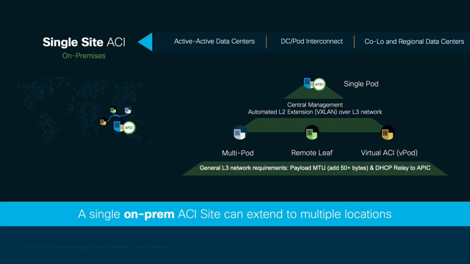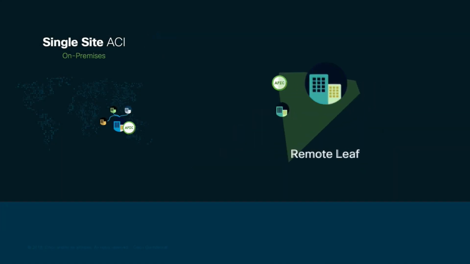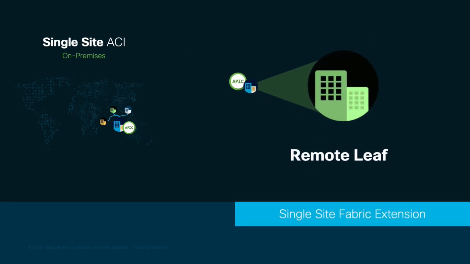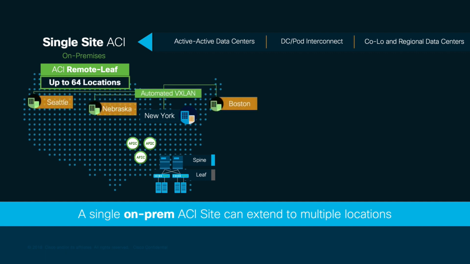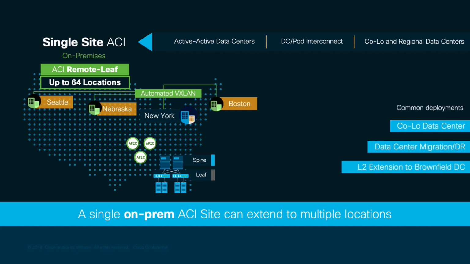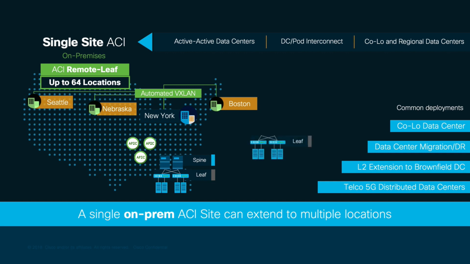Let's now move on to talk about our second option for single fabric extension, remote leaf. With remote leaf, we can interconnect up to 64 locations with 2 leaf nodes each, automating VXLAN across all of them. This is useful when you have a smaller site, such as a co-location environment, branch, or brownfield, and you don't want to invest in a fully blown ACI fabric with APICs, spine, and leaf nodes. Remote leaf nodes are assigned to a pod, so that they can leverage spine functions whenever they need it. You can have both multipod and remote leaf working together in a single ACI site.